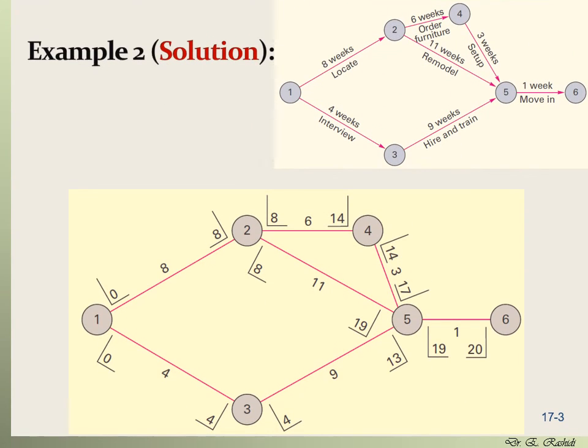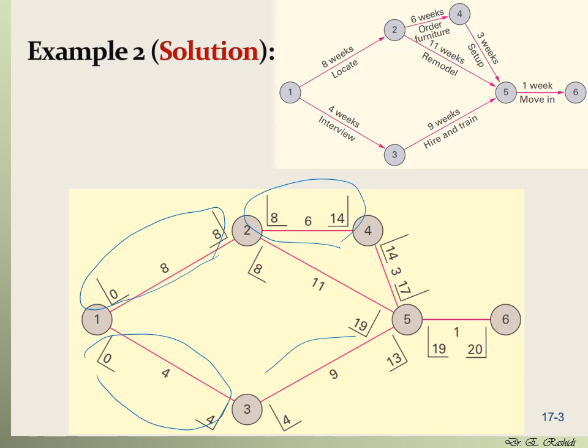This is the final solution for example 2. As you can see here, we have all these boxes completed for the earliest start and earliest finish for all of the activities, up to the final activity, which is moving, and the earliest finish of this project is 20.